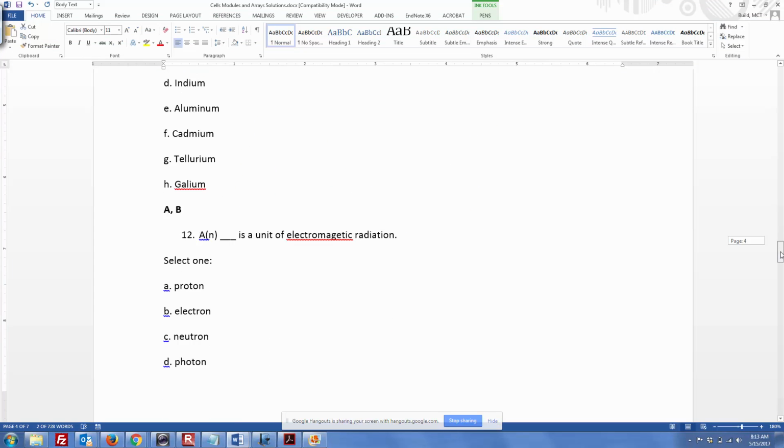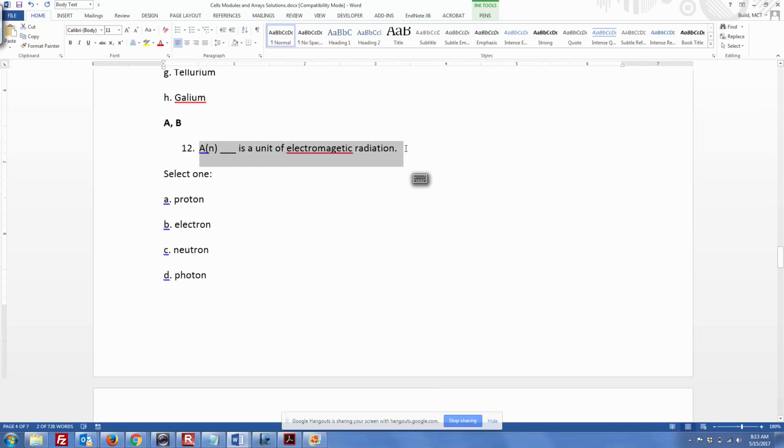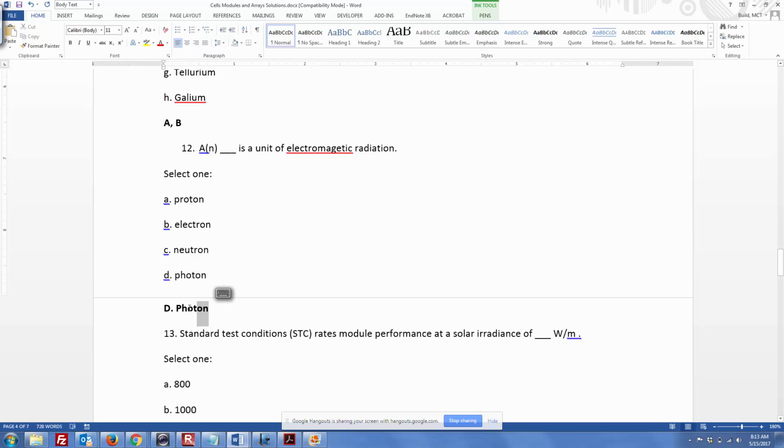Number 12. A blank is a unit of electromagnetic radiation. Oh, this is a good one. And the answer is the photon. So a proton, we know that sits in the nucleus. The electron, we know that sits around the atom. And the neutron also sits in the nucleus. And this is, of course, light from the sun. That's your photon. Okay.